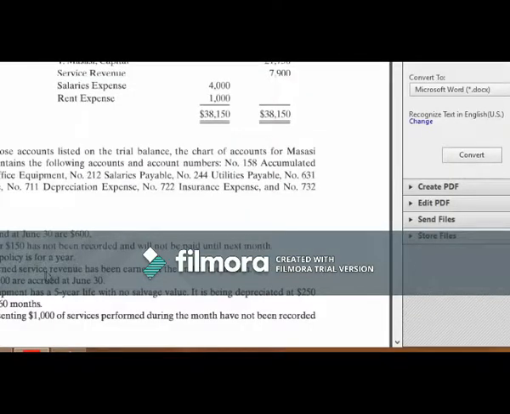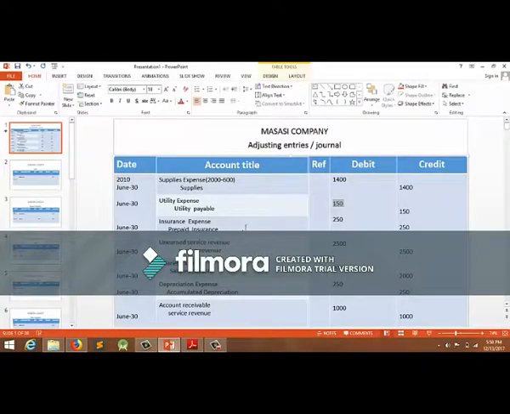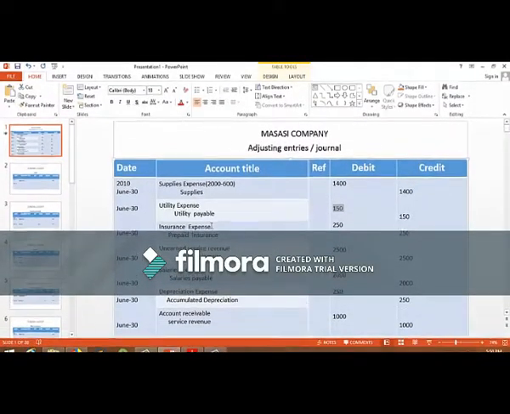Next one is the insurance policy for a year. So we see the unadjusted part. Here is a prepaid insurance. Insurance policy for a year. So we are doing the math for 1 month. Here 3000 insurance is for a year. So for 1 month it will be 3000 divided by 12.